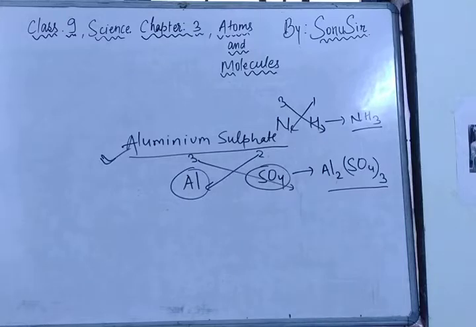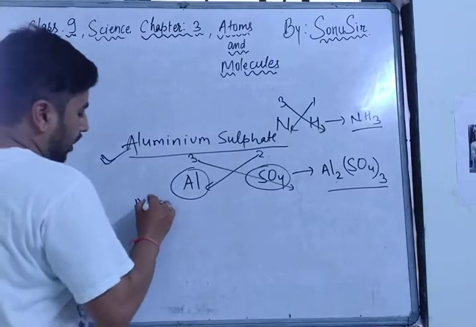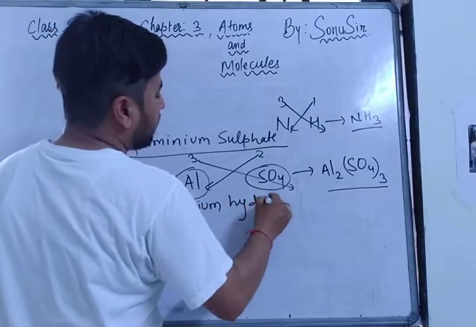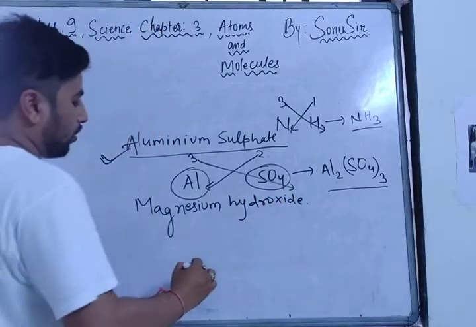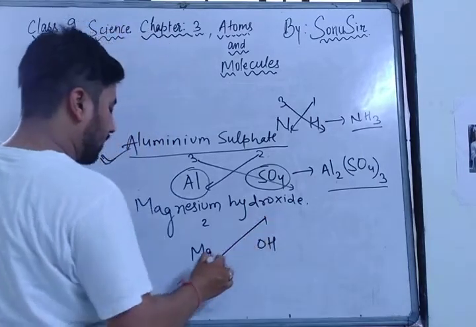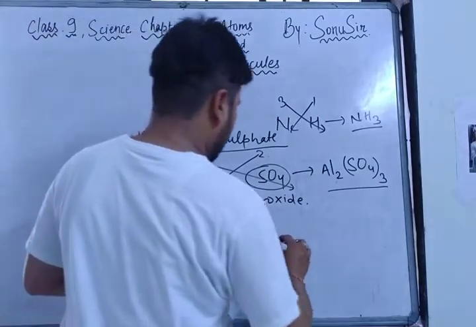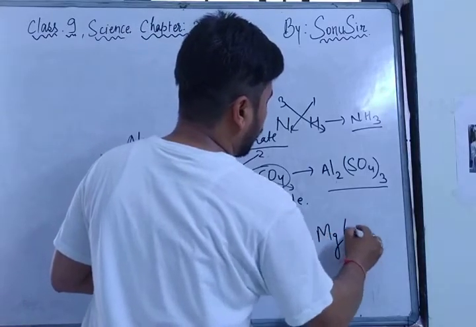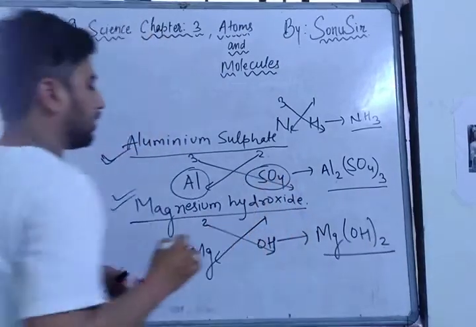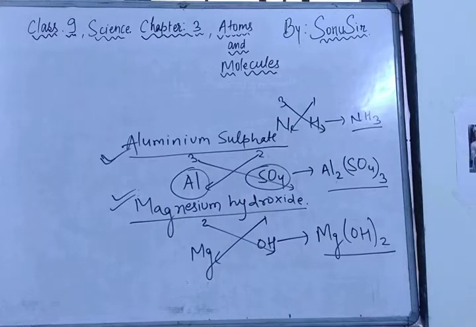What will you write as the formula of magnesium hydroxide? It's very easy, I hope all of you know. Magnesium valency is 2 and hydroxide valency is 1. So 1 will come here, 2 will go there. What will be the formula? Mg(OH)2. This is the chemical formula of magnesium hydroxide. Whenever you write any chemical formula, you must know the valency of that compound or element, so you will find it very easy to write the formula.